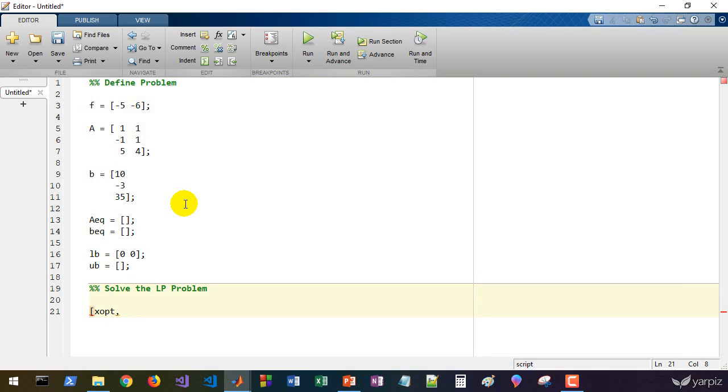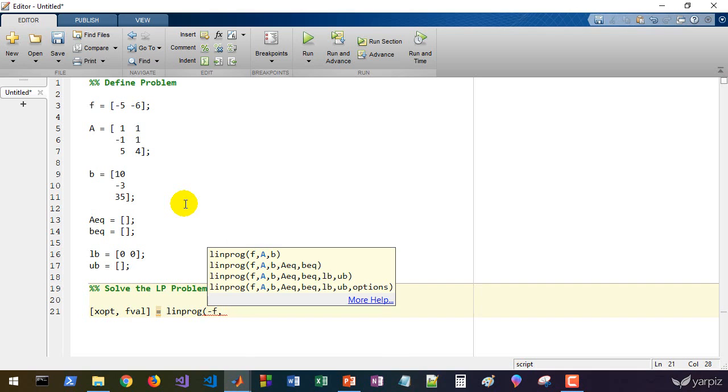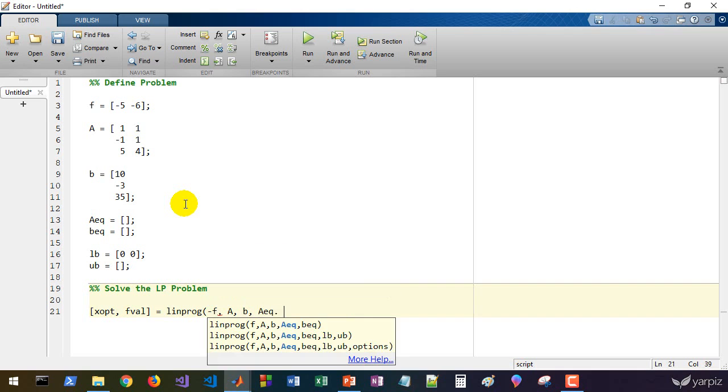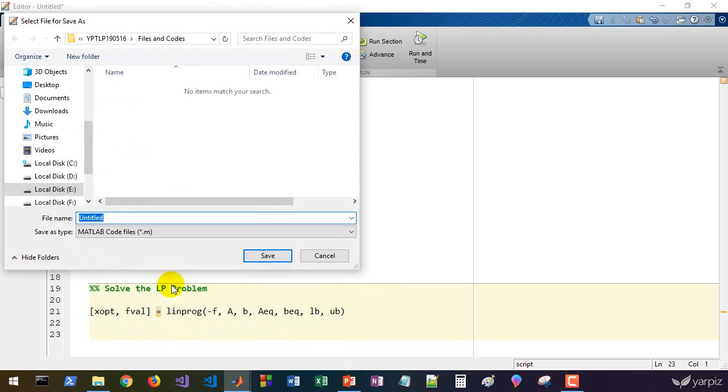and the function returns the optimum value of the decision variables as xopt. You can name it whatever you want. And xopt and the value of the function for this optimum solution, and linprog, which solves -f due to the difference between our problem and the minimization behavior of the linprog function, and A and B and A equal and B equal and lower bound and upper bound. And remove this semicolon to display the outputs.